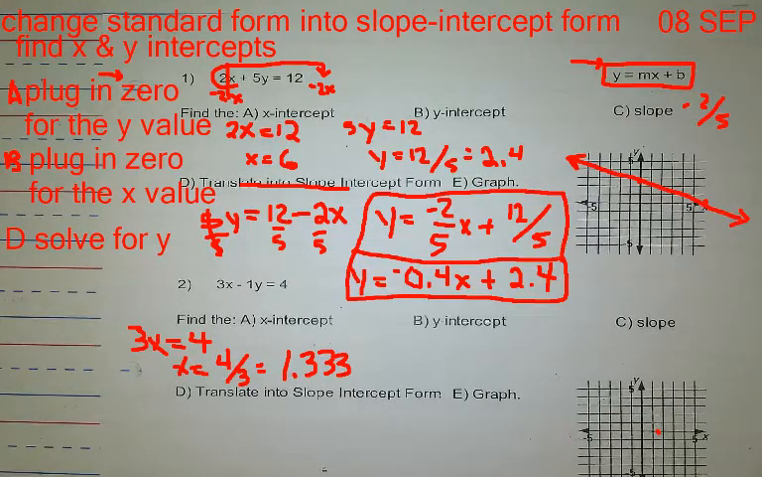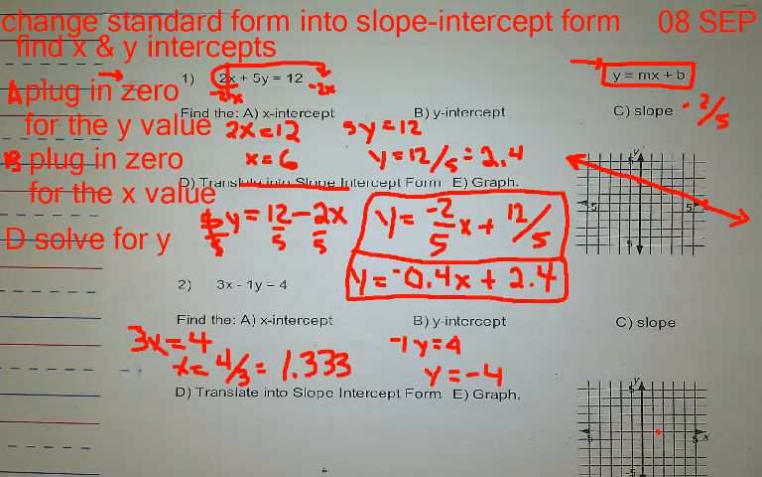So that's our x-intercept. Our y-intercept happens when x is 0. So if x is 0, 3 times 0 would be nothing. So I would end up with -1 times y equals 4. If I divide by -1, y is -4. So it crosses the y-axis down here. 1, 2, 3, 4. There we go.